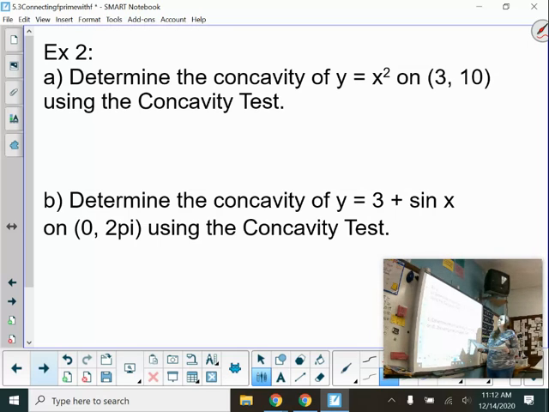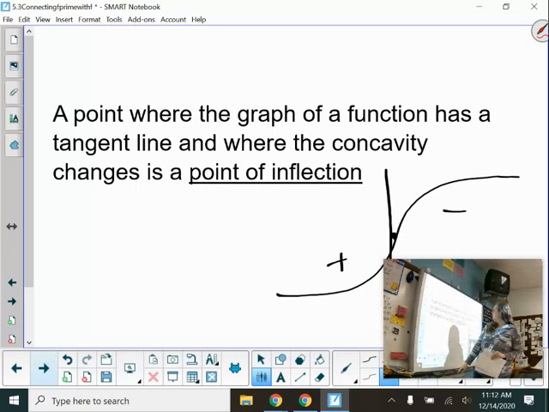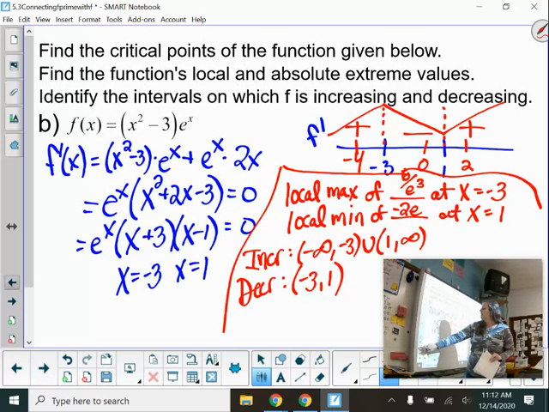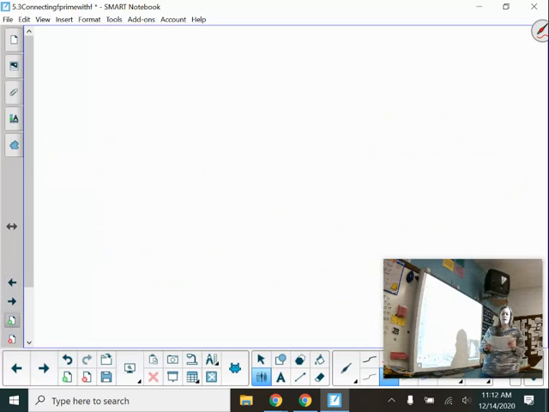Okay, so example 2, and I feel like we may have missed a slide here. Let's see here. So concavity, I don't know why that is not here. I'm going to just go back in and write this in. That's weird. It looks like it got deleted here somehow.